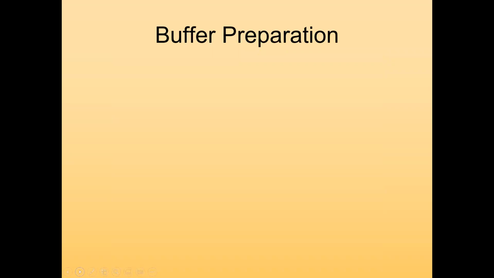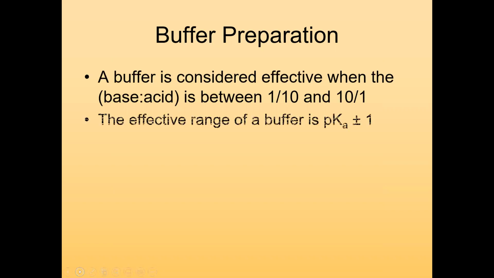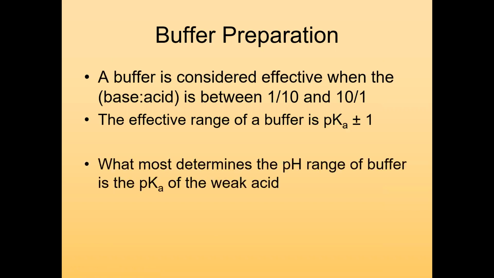So looking at how to prepare a buffer, because you're going to do this as part of your lab this week. Remember we said a buffer is considered effective when the base to acid ratio is between 1/10 and 10. And the effective range of a buffer is the pKa of the buffer plus or minus 1. So our pKa of the buffer, we want to be within 1 of our target pH.